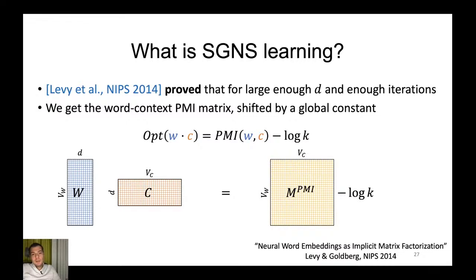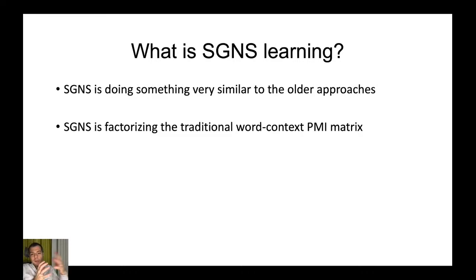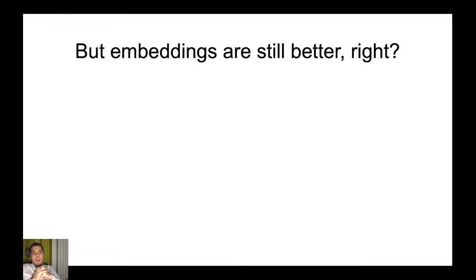Okay, so this is skipgram with negative sampling. It does something very similar to the older approaches based on singular value decomposition. So it's basically factorizing the traditional word context pointwise mutual information matrix. The same thing is also done by singular value decomposition, so it can be seen as an alternative to singular value decomposition. And so far we discussed the skipgram model used in Word2Vec, but it seems that GloVe also factorizes a similar word context matrix.